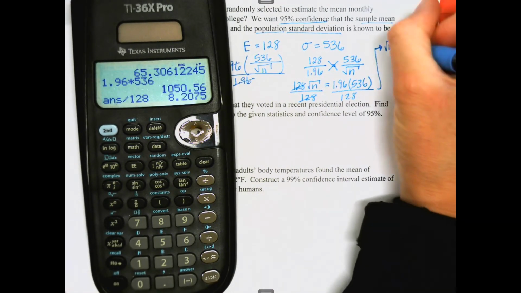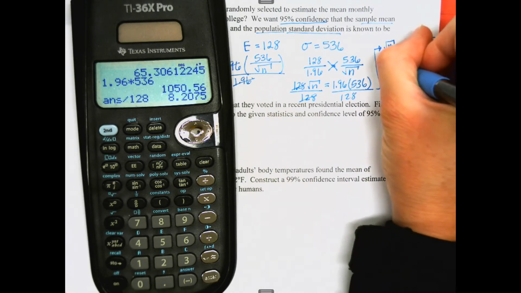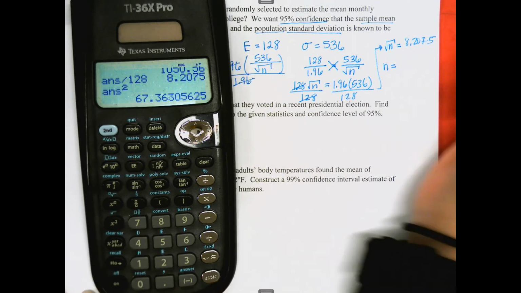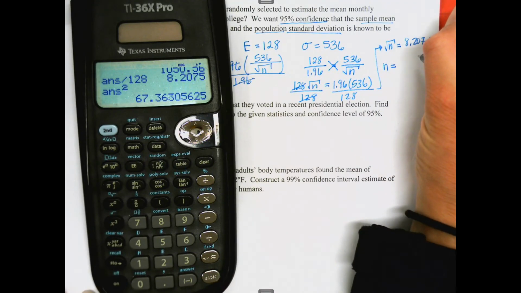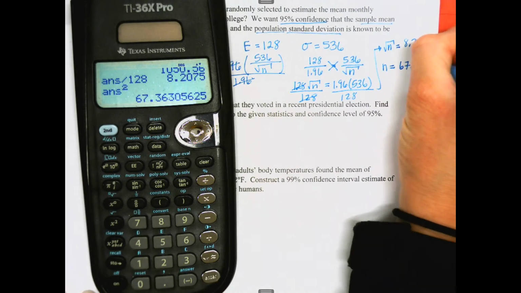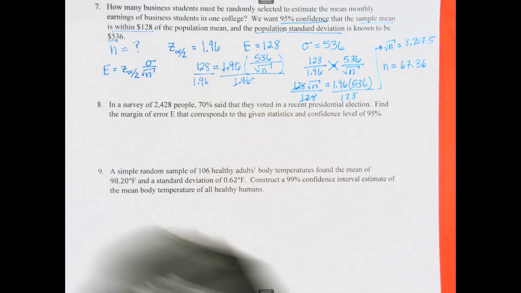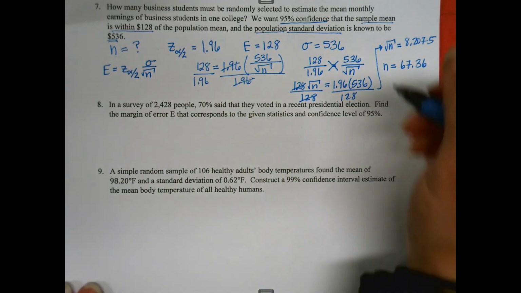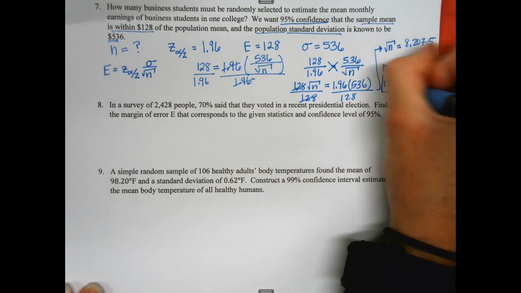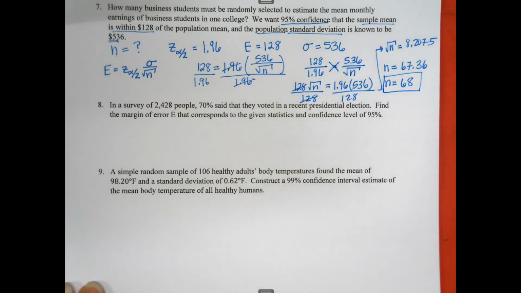Then we square both sides to find N. We get 67.36. Since we're dealing with people, we always want to round up. Therefore, our N is going to be 68.